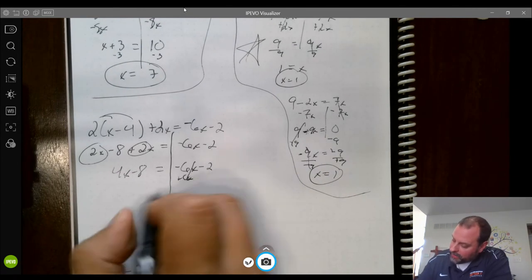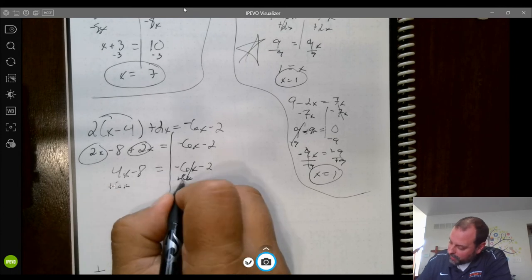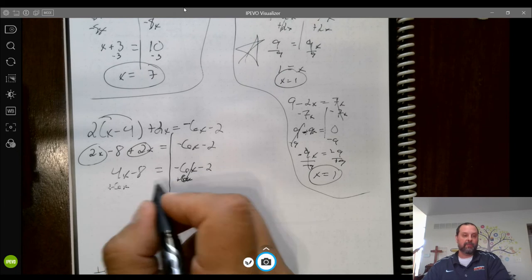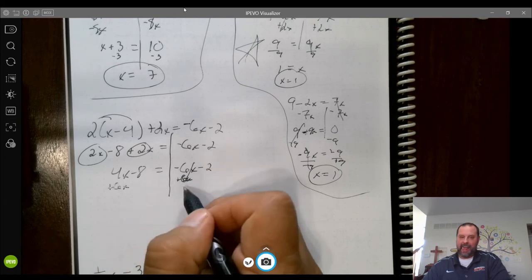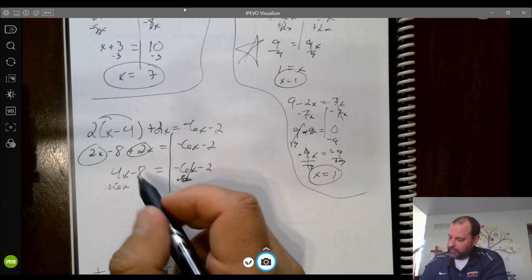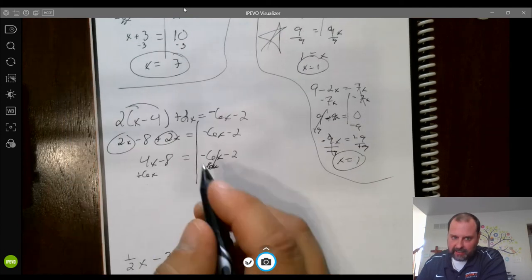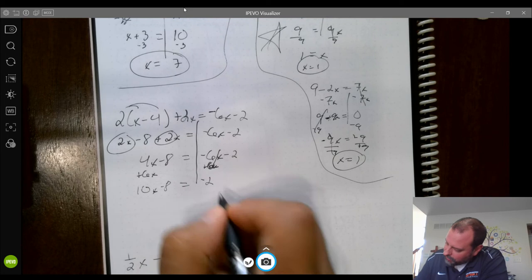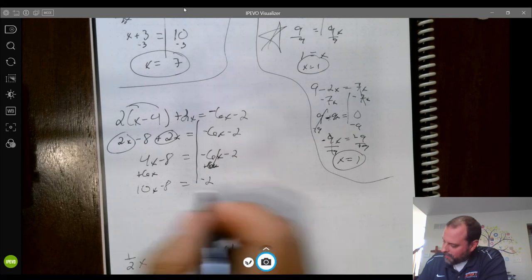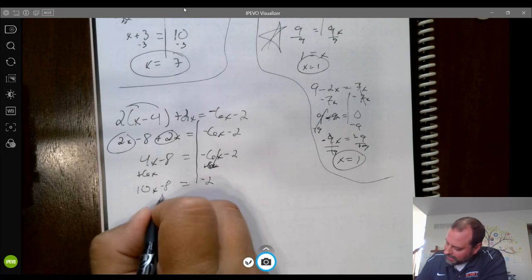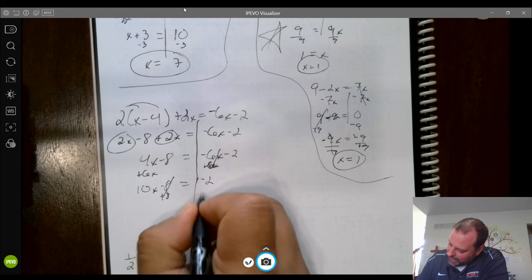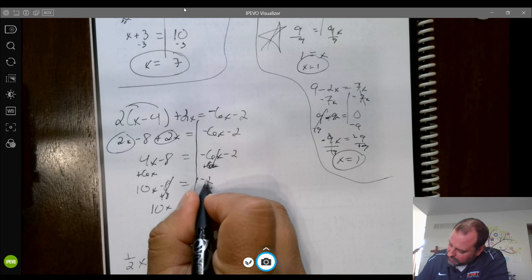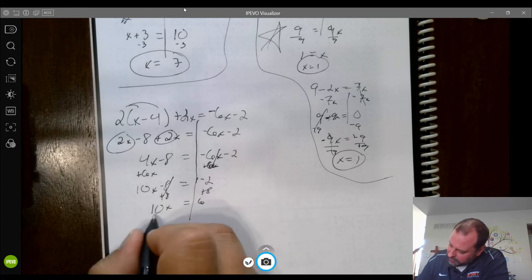My recommendation again, move the smaller variable, which is negative 6x. Smaller than 4x since I have variables on both sides. So to do that, I add 6x to both sides. 4 plus 6x gives me 10x. The minus 8 drops down. Over here, we have negative 2. I need to isolate the x, so I'm going to add 8 to both sides. We get 10x equals negative 2 plus 8 is 6.